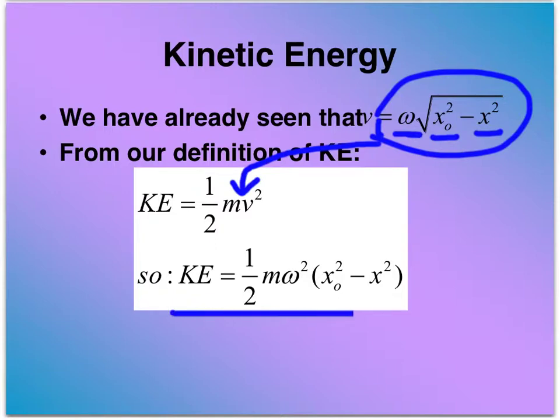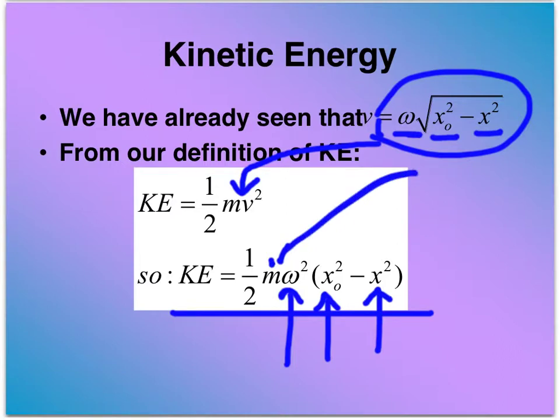This gives us an expression for the kinetic energy of an object in simple harmonic motion at any displacement from equilibrium, given that we know the amplitude and the angular frequency, and then obviously the mass of the object. That's not changed.